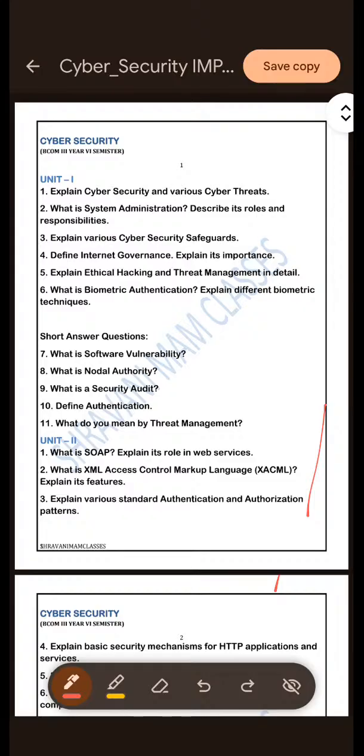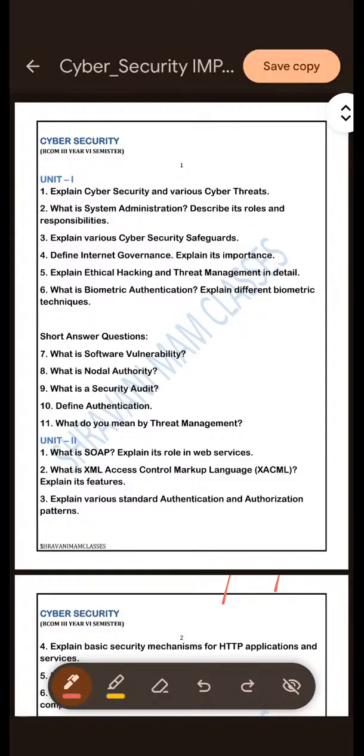So explain this SOAP by taking an example program, and the architecture of SOAP diagram is also there, no? What are the main roles of this, how it will present the data in web services. This you have to explain in detail. Okay, and then next, coming to what is XML Access Control Markup Language, and explain its features.